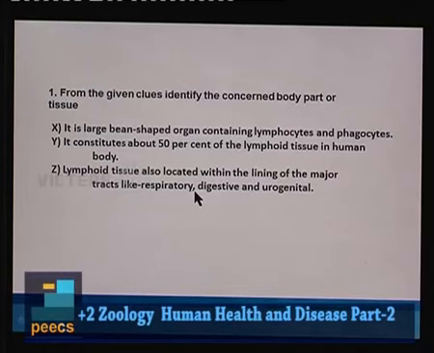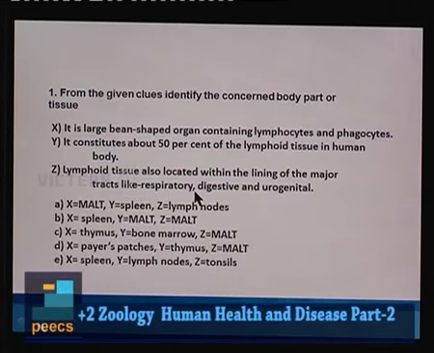So, you have to identify the concerned body part according to the statements given. Here is a set of options. So, can you find the answer here? Which is that bean shaped organ with a lot of lymphocytes and phagocytes? Yes, that is spleen. Spleen is a lymphoid organ. Spleen is also considered as the graveyard of RBC. So, spleen is a secondary lymphoid organ in our body.